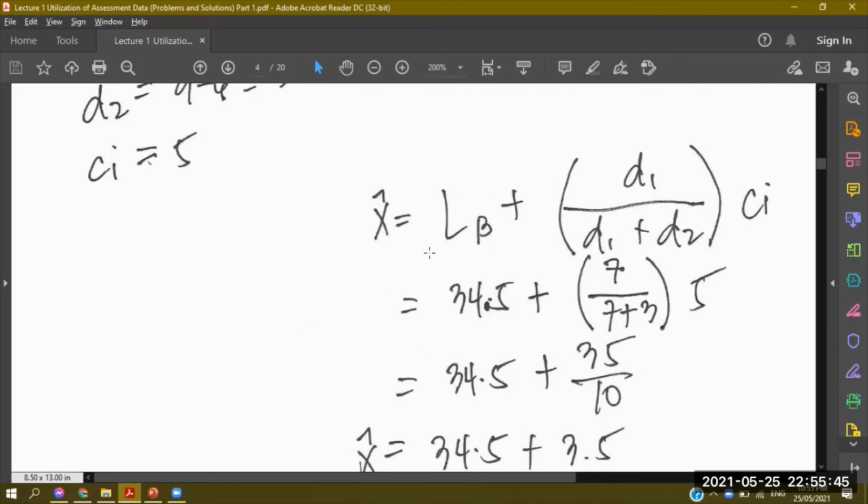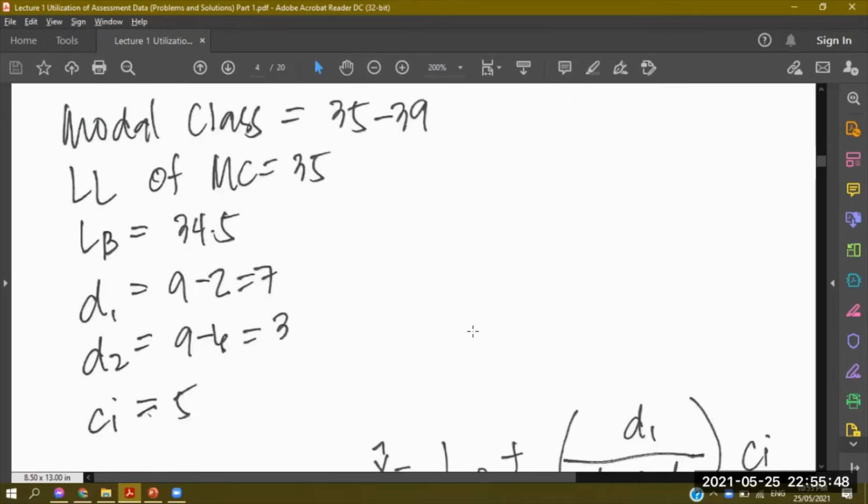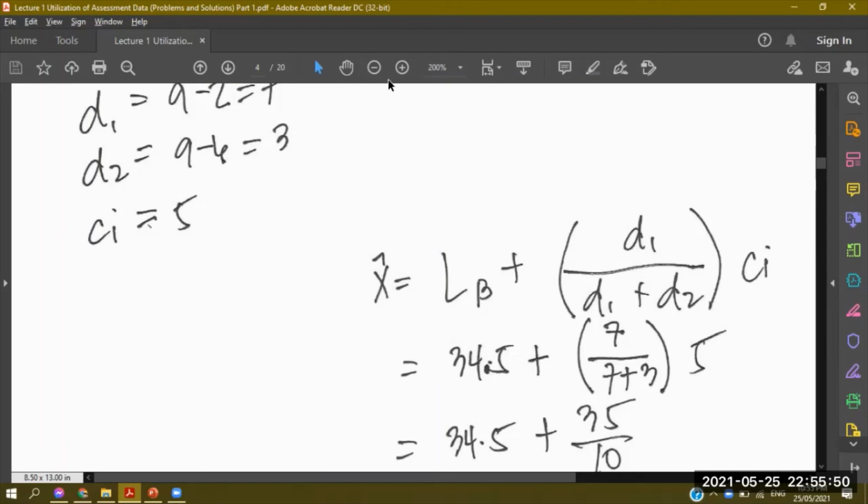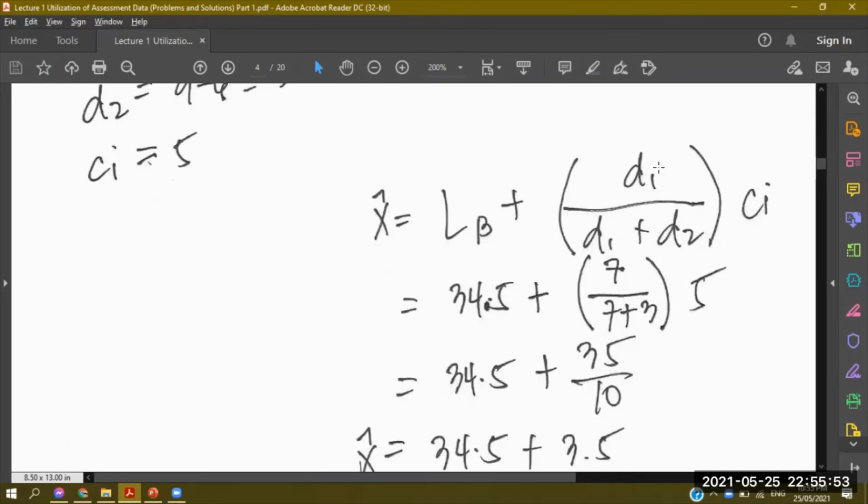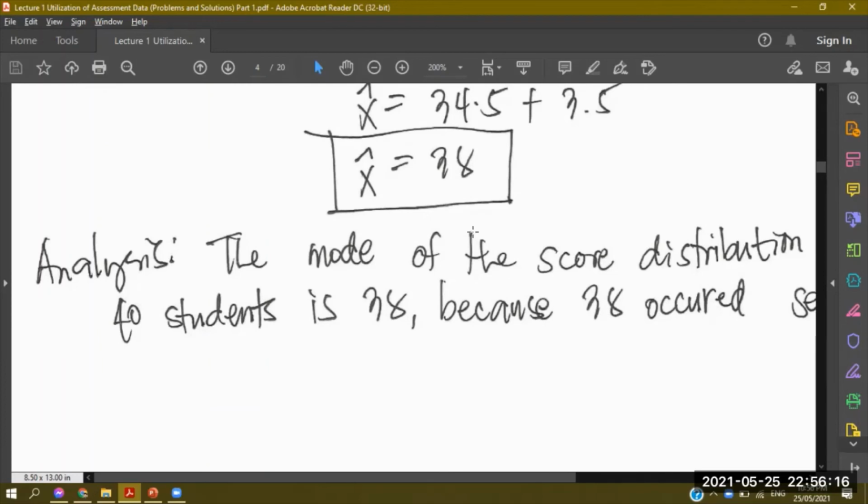Okay, so we have our LB. LB is equal to 34.5. Plug it in. We have D1 is 7, divided by D1 again is 7, plus D2 that is 3, and our class interval is 5. So unahin natin itong nasa parenthesis. So we have 7 divided by 7 plus 3. You have 35, 35 divided by 10, and then you will get 38. So that is now our mode for grouped data.